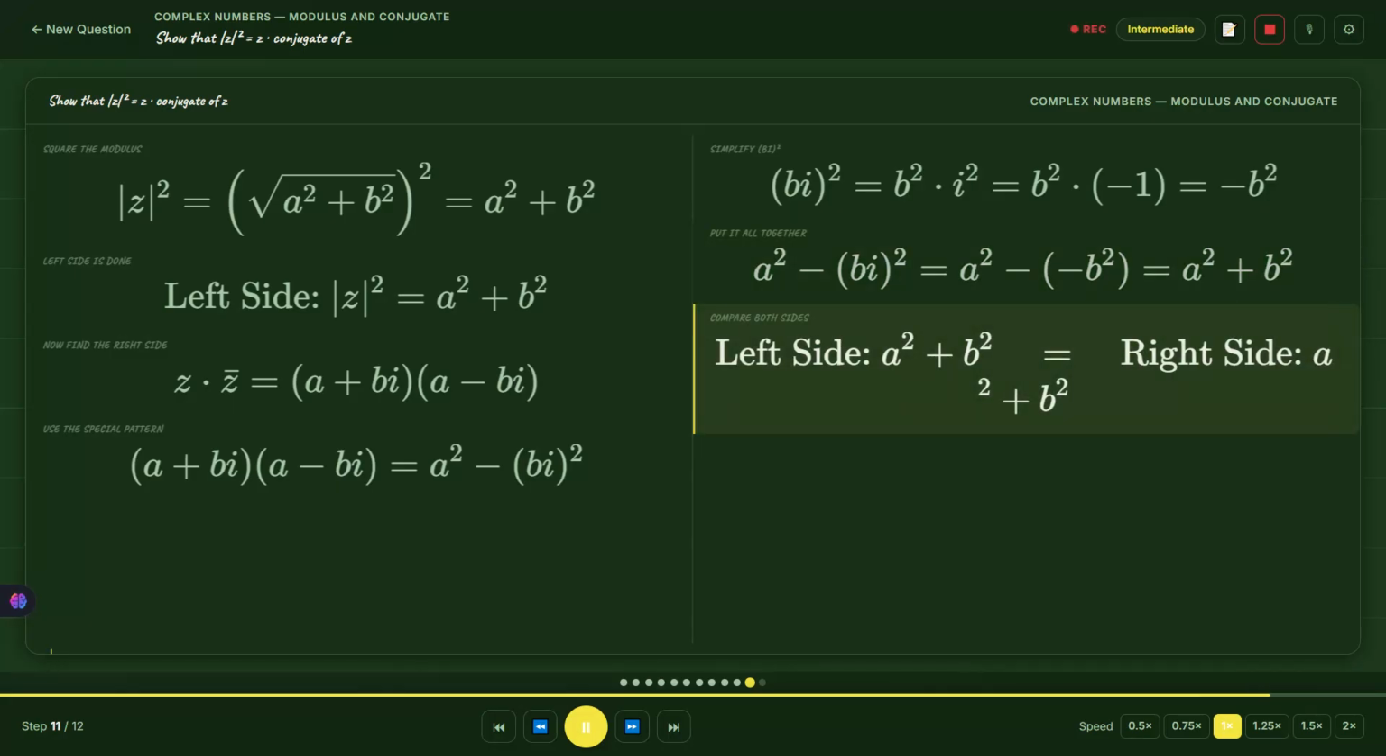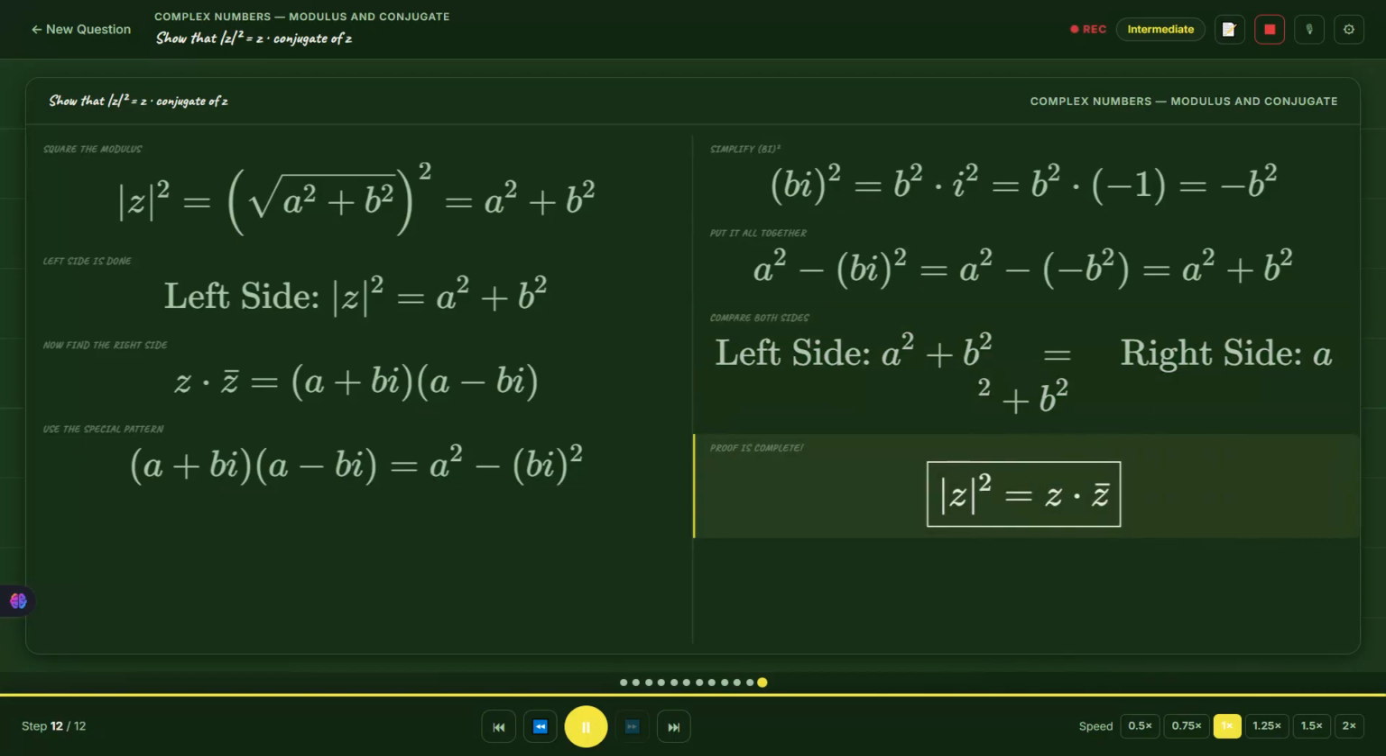Now let's look at what we got. The left side is a squared plus b squared. The right side is also a squared plus b squared. They are the same. We did it. We showed that both sides give us the same thing. So the size of z squared really does equal z times its conjugate. This is a super useful fact you will use again and again.